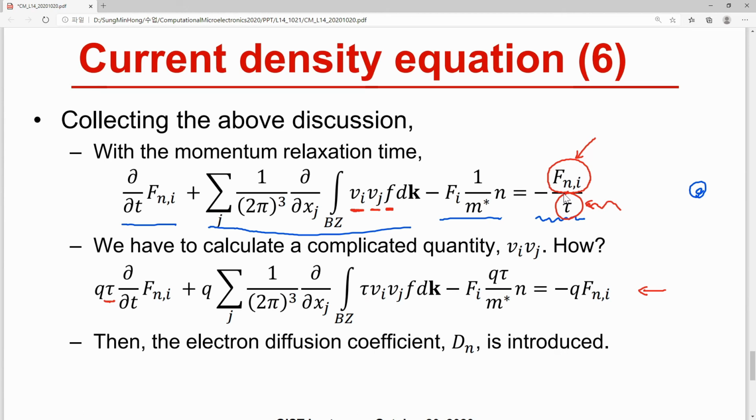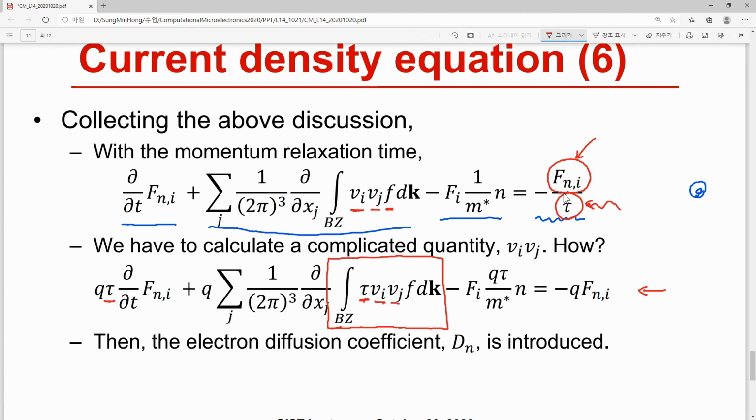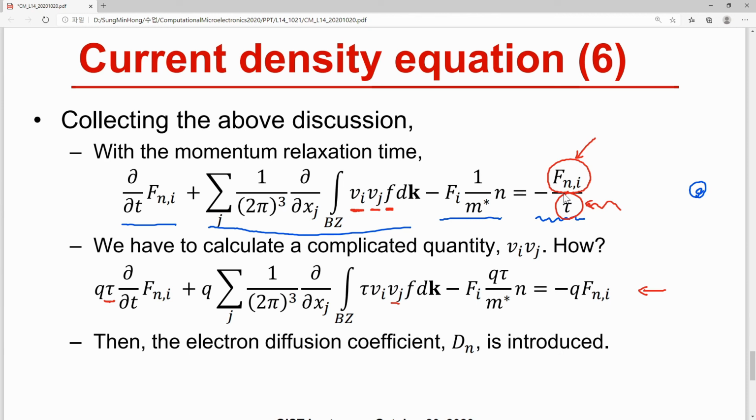And the remaining thing is that now we have to consider integration of this quantity, tau vi vj f. How can you do that? So what we do is just collect them all and treat it as electron density, because here we have f and an additional quantity.